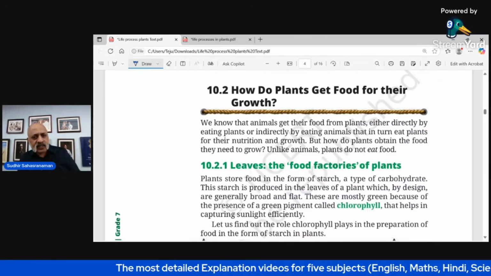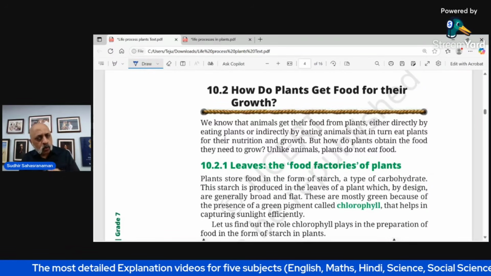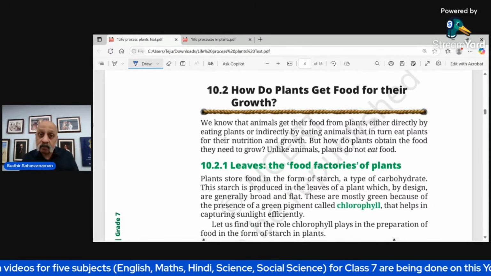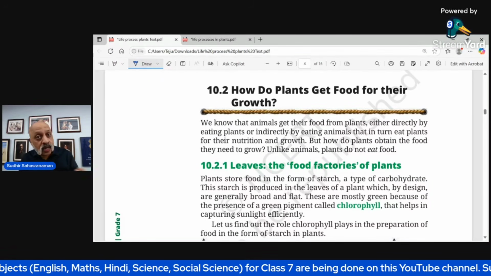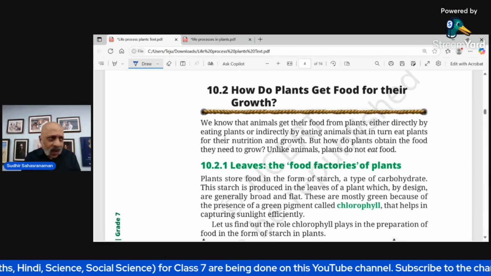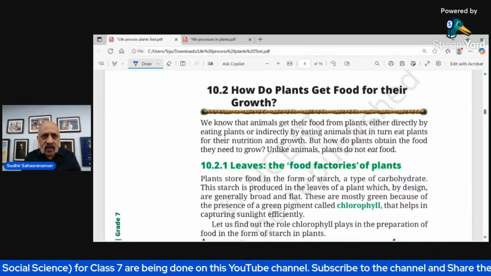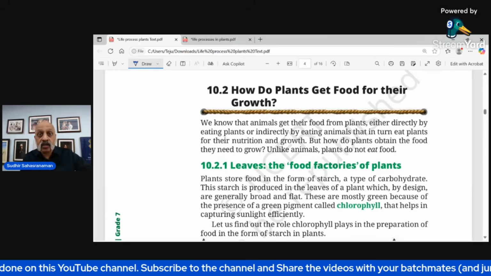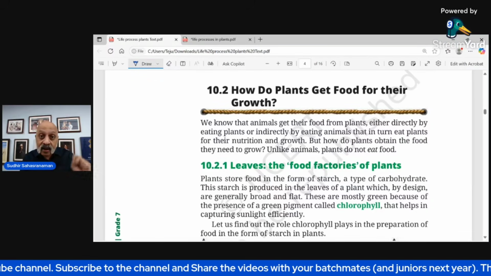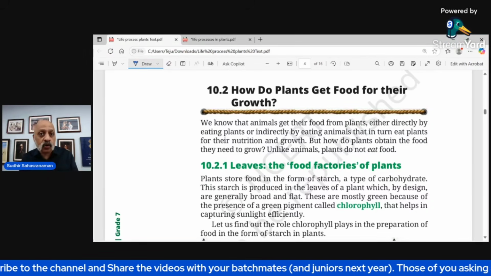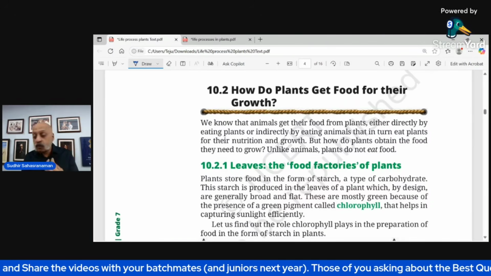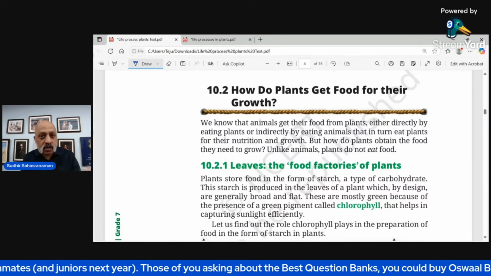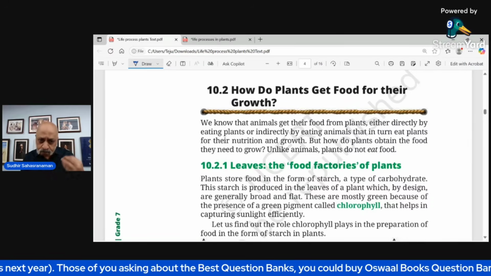Now, how do plants get food for their growth? We know that when we feel hungry, we go to the kitchen and eat something, right? Or our parents give it to us at the dining table. Animals, the cow will go and eat grass. The lion will hunt for its prey, the deer or a zebra, etc. It will attack because it's a carnivorous animal. It's not herbivorous. Herbivores are those who eat grass and plants. Carnivores are those who kill other animals and eat.